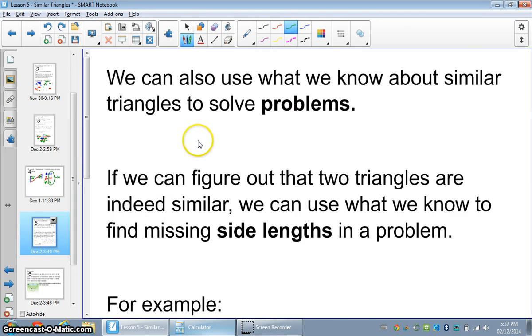So we can also use what we know about similar triangles to solve word problems. If we can figure out that two triangles are similar, we can use what we know to find the missing side lengths in a problem. So let's take a look at some more examples.